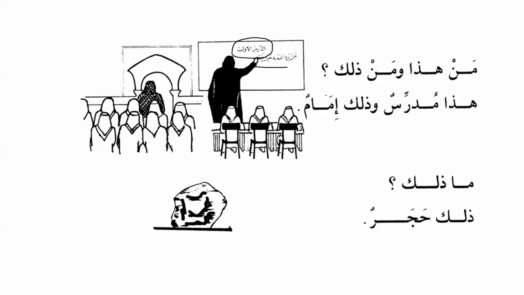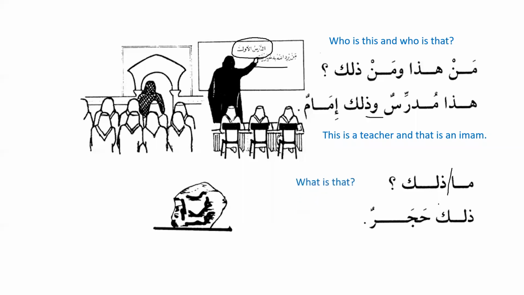Who is this and who is that? Hadha mudarrisun wa dhalika imamun. So we have the translation over here: who is this and who is that? And this is a teacher and that is an imam. Imam means the leader, but of course when we talk about the Quran, about our prayers, we say that imam is the leader who is leading the prayers, and that's why we call him imam. Ma dhalika, what is that? And as we can see here, dhalika hajarun, that is a stone.